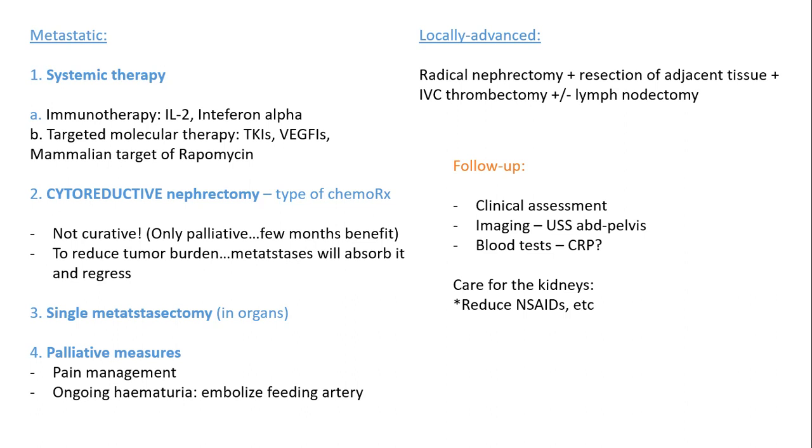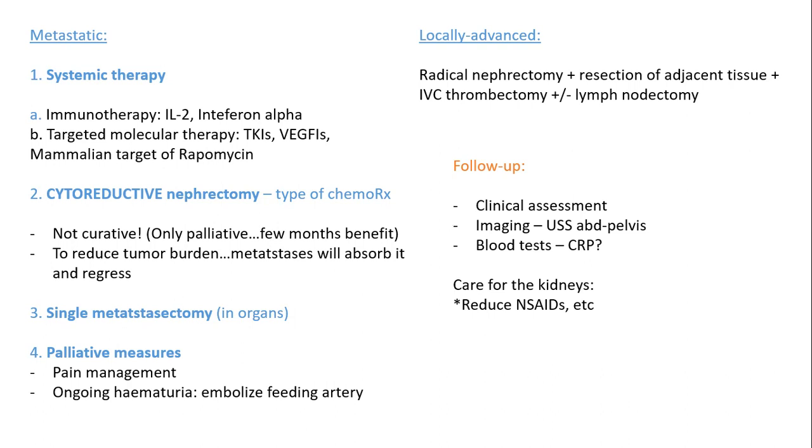And then you can go and do a single metastasectomy. Sometimes when you do the staging, you can see that maybe only part of the liver is involved. Of course, the liver can grow back, so maybe you can take that part out only. Something like that you can do in certain organs.